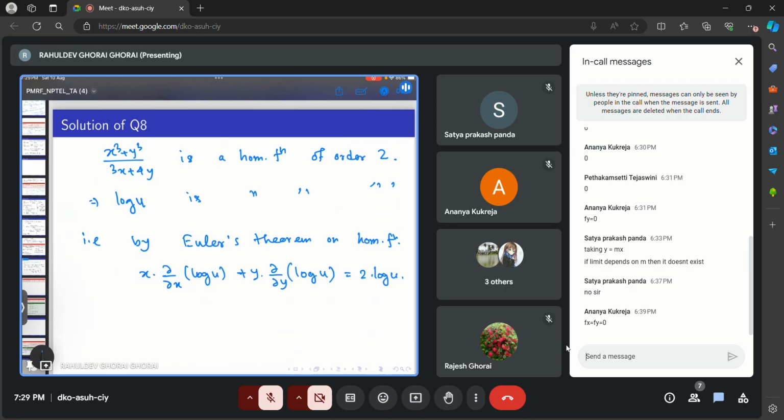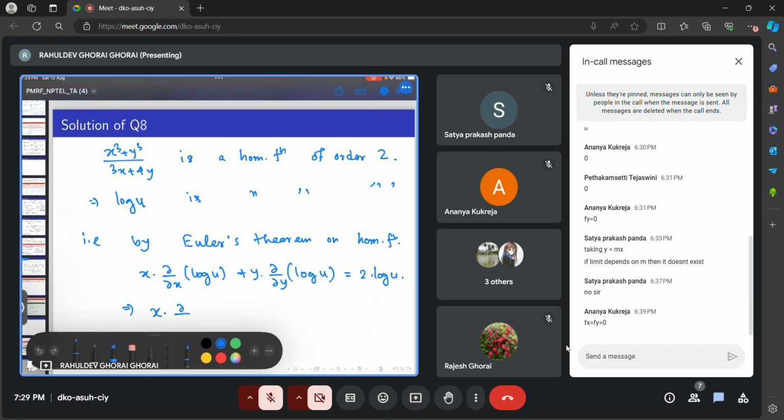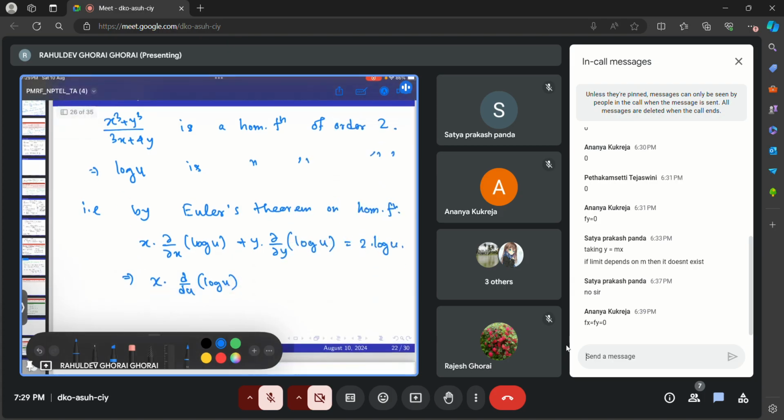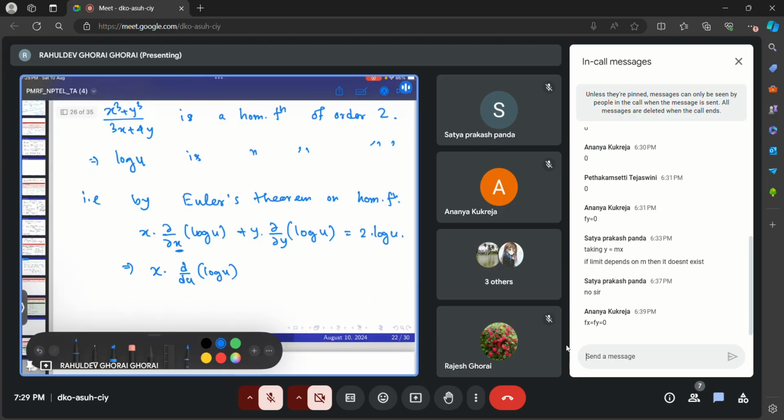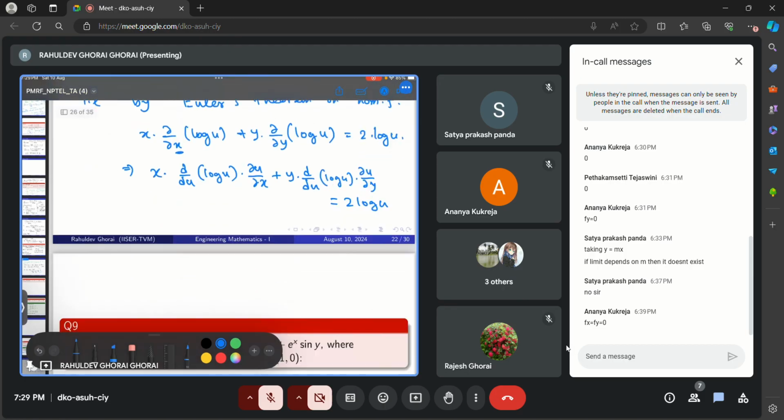You are still not done. Now what we will use: you can write this as d du times, this is a chain type of rule. To differentiate this log u, you don't have u here, so you take d du of log u times del u del x, plus y times d du of log u times del u del y. That will be equal to 2 times log u, right?